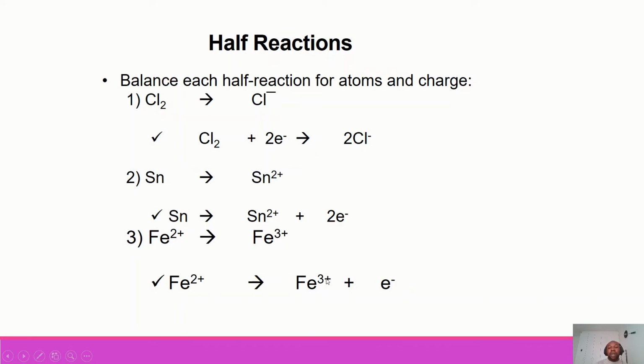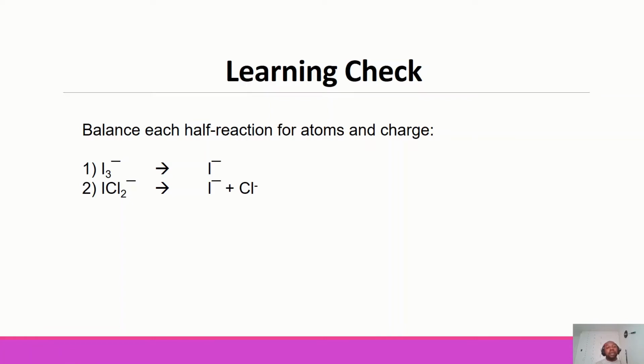So by the time you add 1 electron here, then you're going to have 2 plus 2 here, and the charge is also going to be plus 2. So try this learning check.